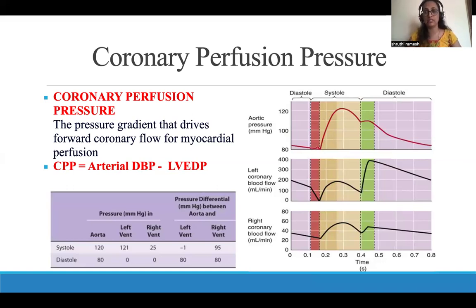It's very clear from the table that there is a pressure difference between the aorta and the left ventricle, mainly during the diastole. There's no pressure difference between aorta and left ventricle during systole, whereas the pressure difference between the aorta and the right ventricle is there both during systole and diastole, which says that the right ventricle receives blood flow both during systole and diastole, whereas the left ventricle receives almost 99% of its blood during the diastole.